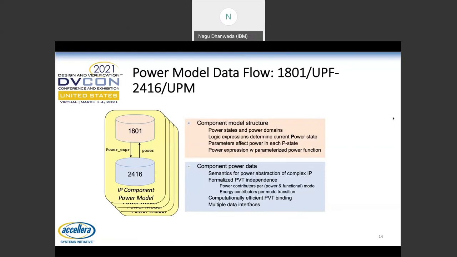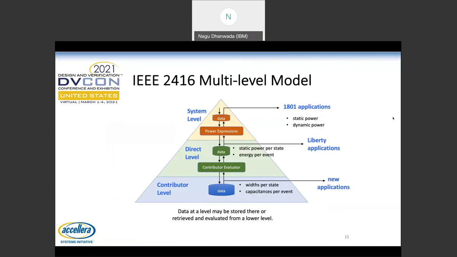And the power expression data, or the power data, is formalized by the 2416 standard. The UPM standard itself is set up to be a multi-level model that can serve up power data throughout the entire SOC flow, from 1801 system level power estimation all the way to gate level power estimation. So in this multi-level structure, at the highest level are applications that use the 1801 models.